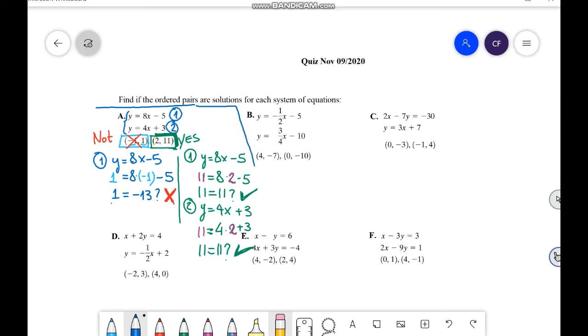All right, this is the solution for letter A. I'm going to give you a couple of minutes to work on the next questions, letters B, C, D, E, F, and then we can work together again. Okay, let me give you a couple of minutes to work by yourselves.